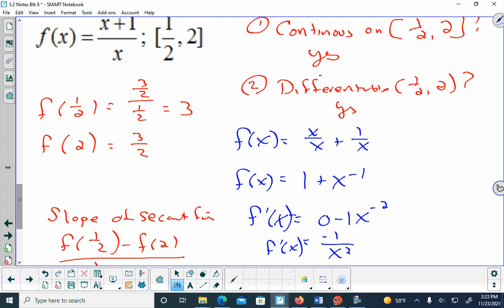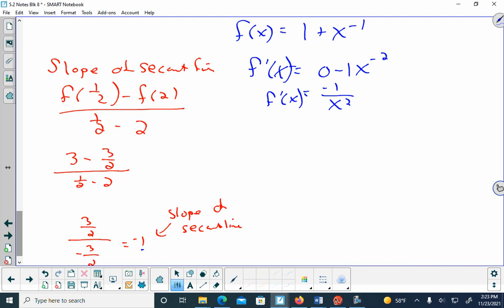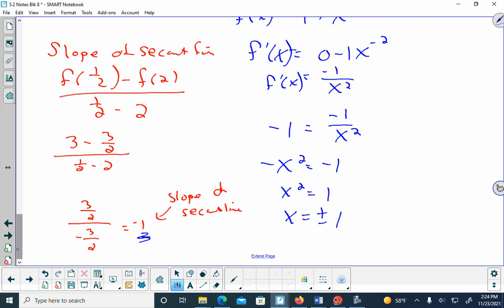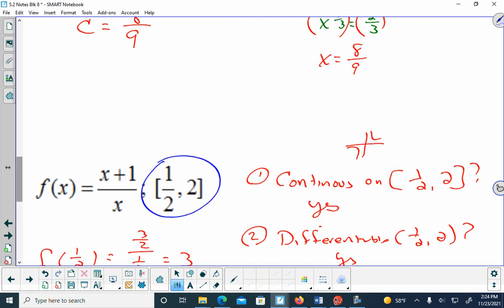Now what do I set that equal to? Negative 1. Set equal to this secant line. So I get x is equal to plus or minus 1. So positive 1, negative 1. Which one am I going to use? Am I going to use both of them? No. Just the positive one. Why am I just saying c is equal to 1 and not the negative 1 as well? Because if I go back to this interval from 1/2 to 2, only 1 is in that interval. Make sense?